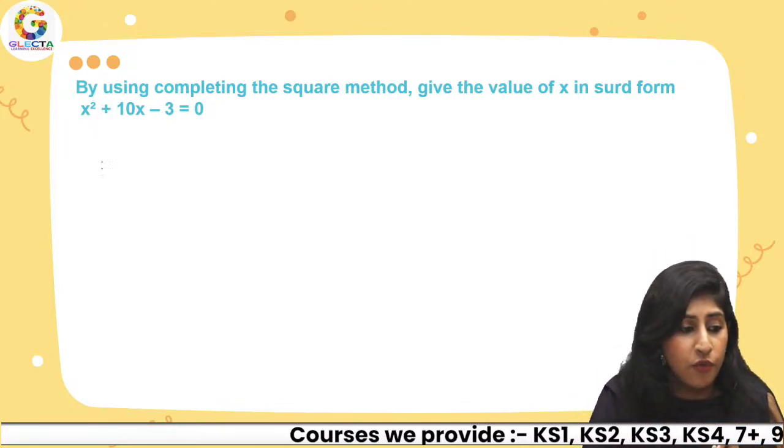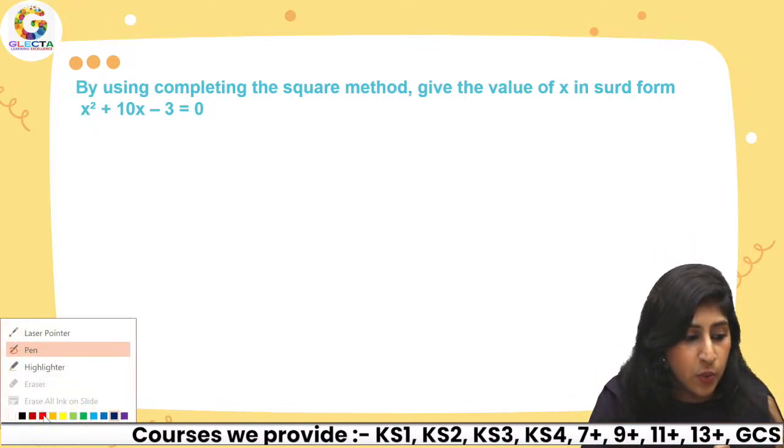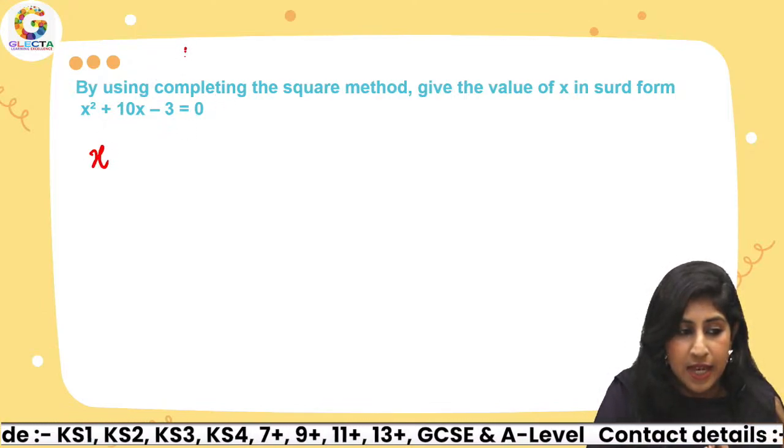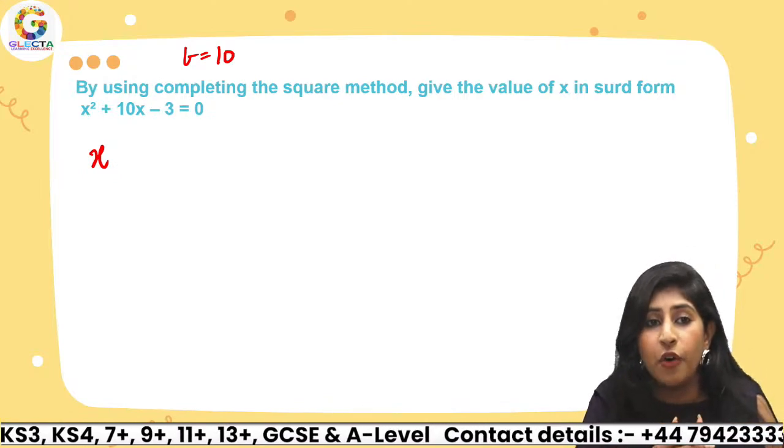Alright, so now over here, if I want to do the completing the square method, again, first of all, b is 10. So you do half of 10.